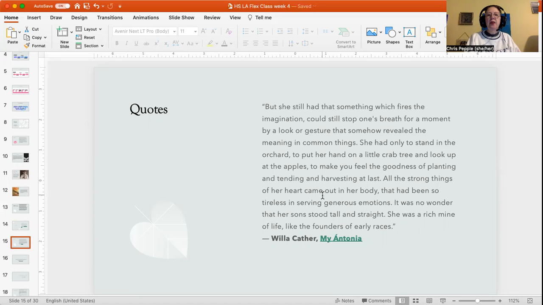All the strong things of her heart came out in her body that had been so tireless in serving generous emotions. It was no wonder that her son stood tall and straight. She was a rich mine of life, like the founders of early races." So, again, lifting up the individual in very realistic ways.